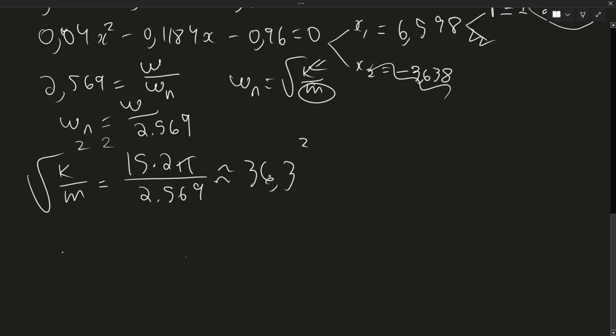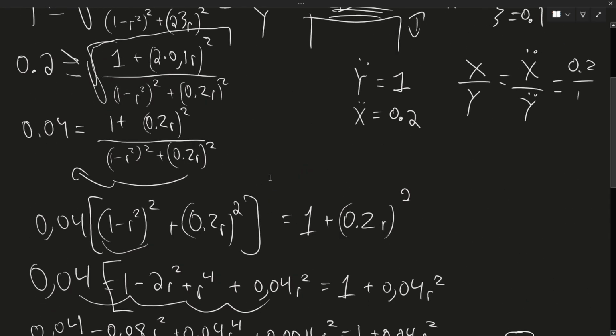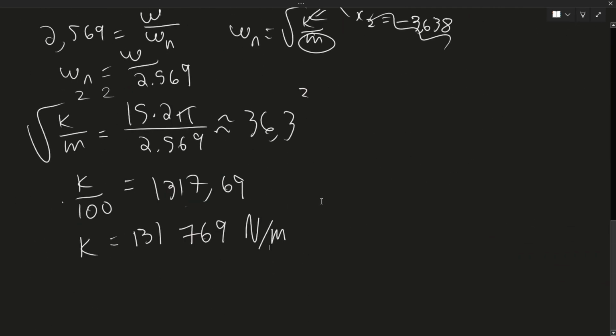Next, we're going to square both sides to get 1317.69. Nice. And then multiplying both sides by 100, we're finally going to get 131769 newtons per meter. All right. Now the problem is saying that each rubber pad is equal to 250 newtons per millimeter. So I'm going to divide this by 1,000 to get 131.769 newtons per millimeter. And we know that one rubber pad is equal to 250 newtons per millimeter.